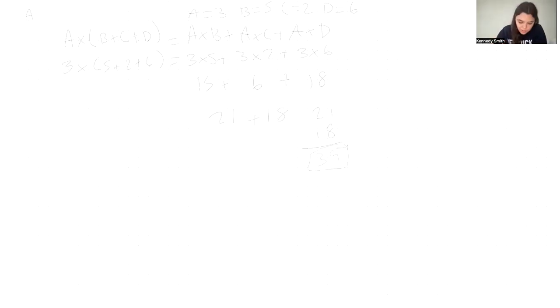However, smaller, we can do 3 times (5 plus 2 plus 6). So that would be equal to 3 times, 5 plus 2 is 7, so 7 plus 6. And 7 plus 6 is 13, so we can go 3 times 13, which is equal to 39. So either way, we get the same answer, and this is just with a little change with adding D as a variable.